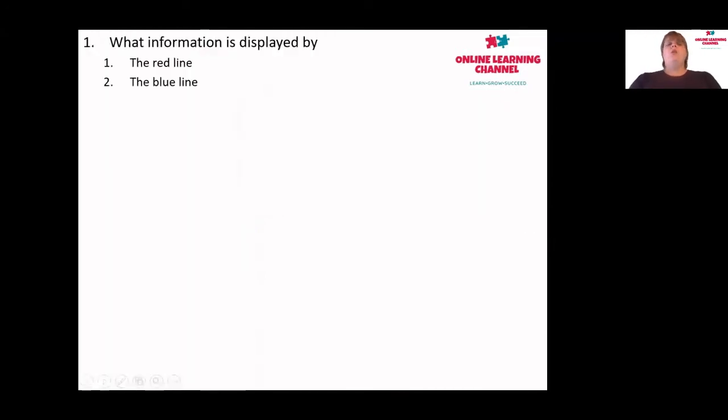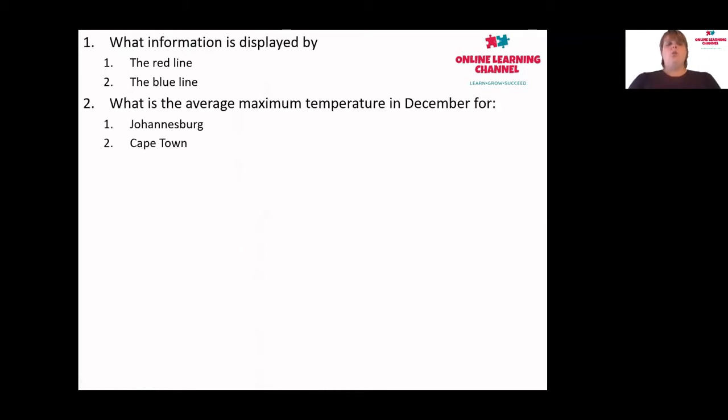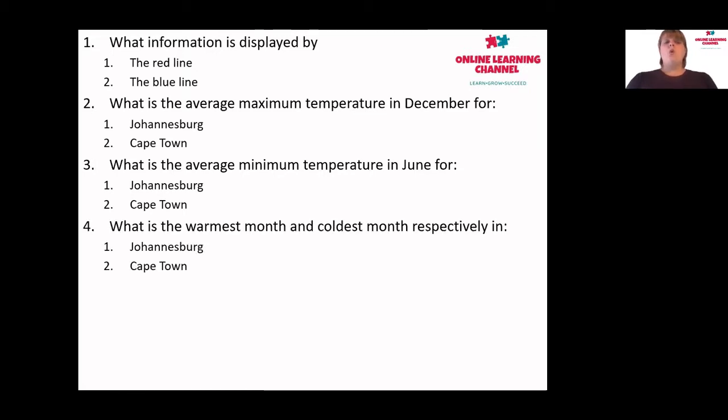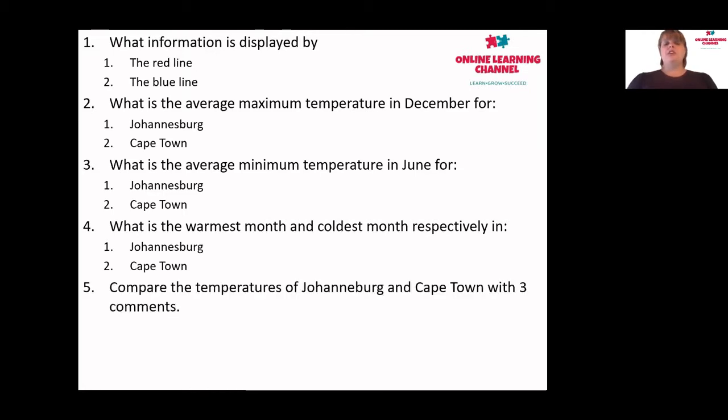So what can your possible questions be? What information is displayed by the red line and the blue line? What is the average maximum temperature for December for Johannesburg and Cape Town? What is the average minimum temperature for June for Johannesburg and Cape Town? What is your warmest month and your coldest month respectively in Johannesburg and Cape Town? Compare the temperatures of Johannesburg and Cape Town with 3 comments.